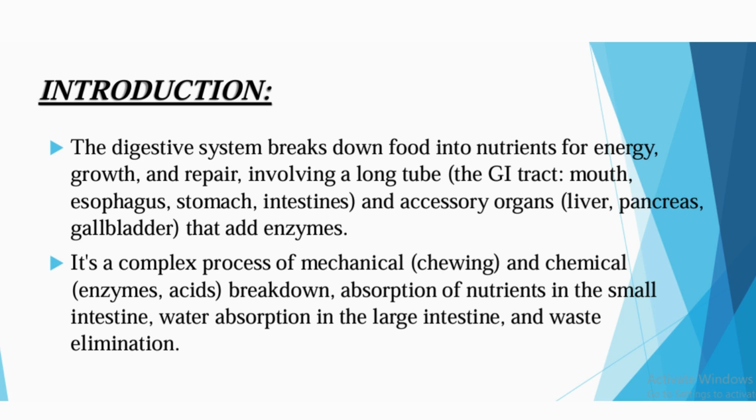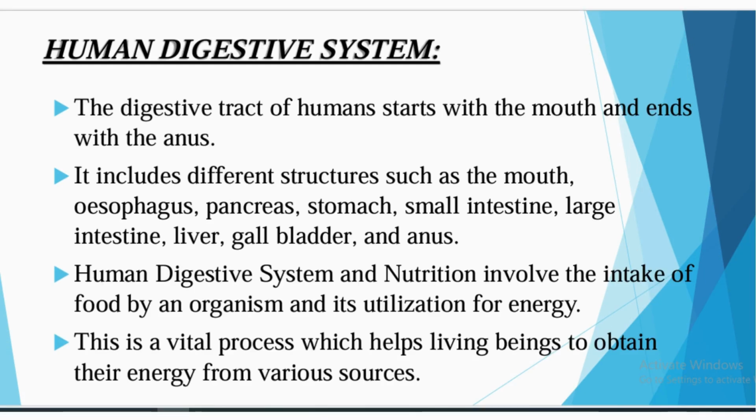Acids break down food, with absorption of nutrients in the small intestine, water absorption in the large intestine, and then waste elimination. So the human digestive system basically depends on the digestive tract, which starts with the mouth and ends with the anus. It includes different structures such as the mouth, esophagus, pancreas, stomach, small intestine, large intestine, liver, gallbladder and anus.